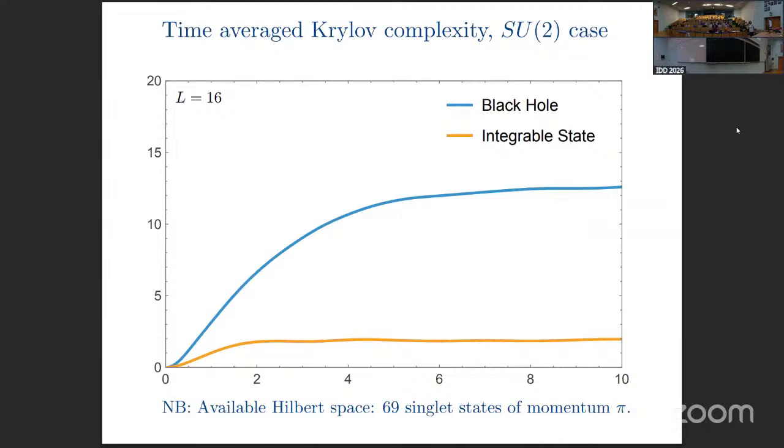Okay, here are, very fast, the results for the black hole state and the integrable state in the SU2 case. So the further the state has moved from its initial value, the more complex you would say the state is. Although the statistics is not very impressive, you can see a clear qualitative difference between the two types of states. The black hole state has a Krylov complexity which grows faster and saturates at a higher value than the integrable boundary state. I said the statistics is not so good, because we have available only 69 singlet states for the black hole. But I think the qualitative picture is clear.